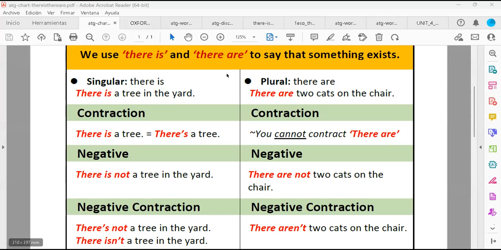How about the negative? Let's see, negative form. Dora, please help us with the negative.